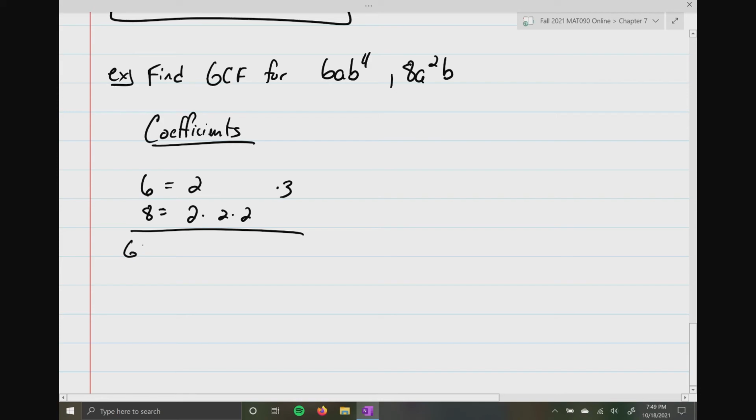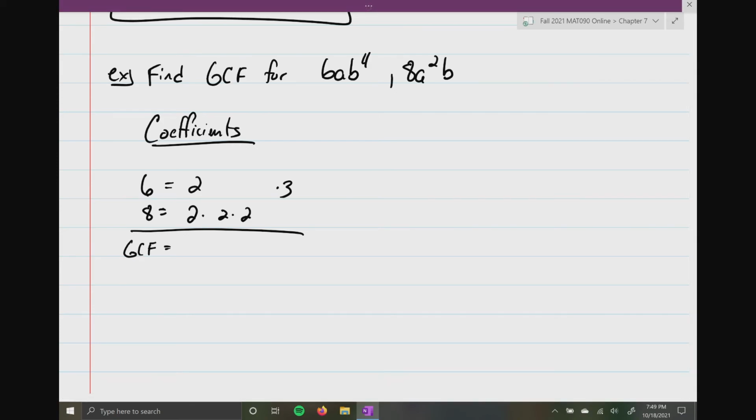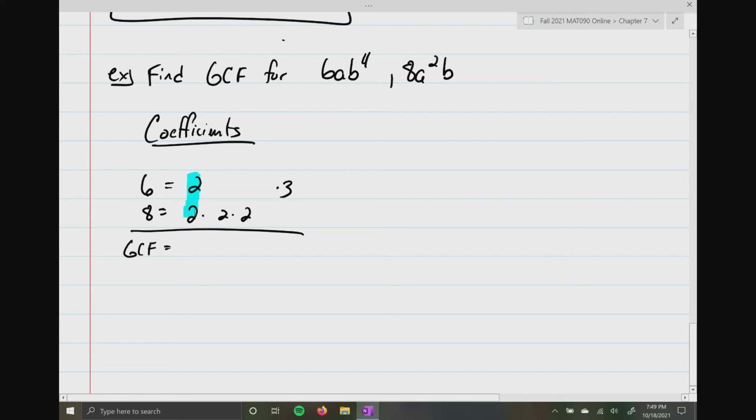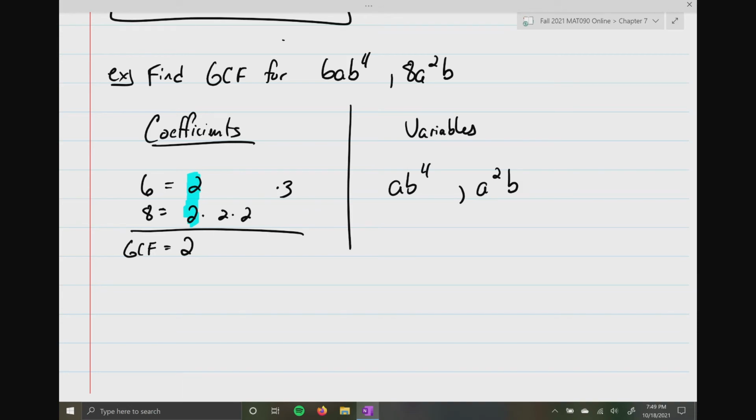Now remember, GCF, we are looking for overlap. So that's right here. This is it. Our greatest common factor in this situation is a 2. So that is only for the coefficients, okay? Now let's do the variables. So the variables in the first, and I'm going to write them out again, ab to the 4th, comma, a to the 2nd b. Now, we have 2 variables, but that's okay, because the rule says it's the smallest exponent for each of the variables.